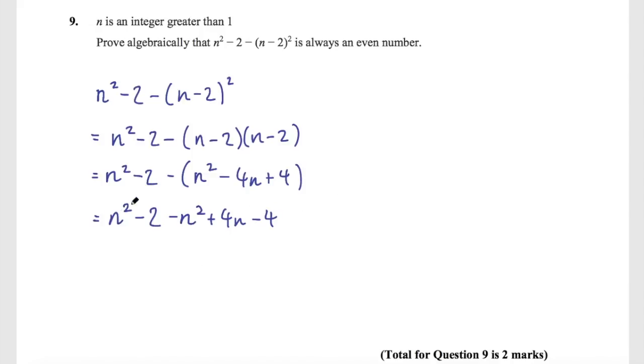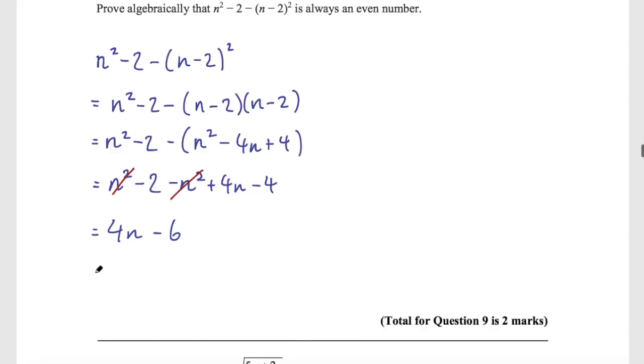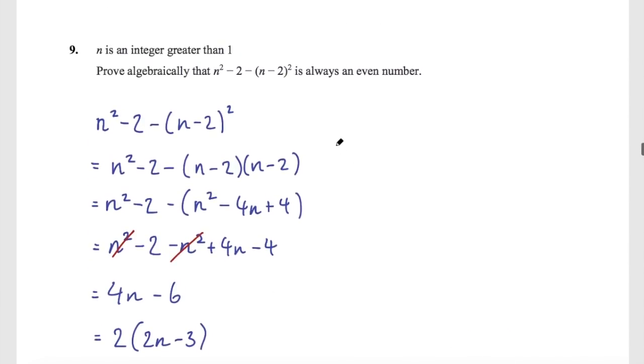So this n squared and this minus n squared cancel out. And then we're left with 4n minus 2 minus 4, that's minus 6. And we can factorize this in the form of 2(2n minus 3).